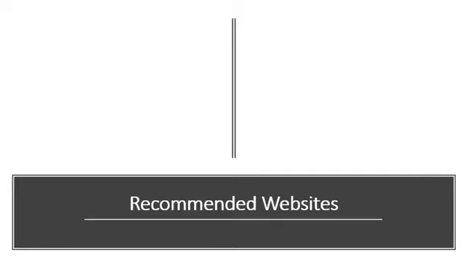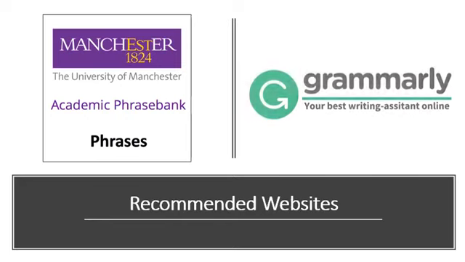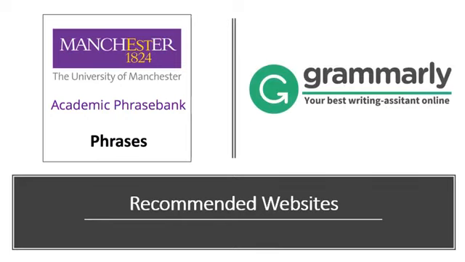That's why I highly recommend the following websites. The first one is Academic Phrase Bank. It's the website that will help you to find phrases to use in your writing. And the second one, Grammarly, your best writing assistant online, where you can correct your spelling as well as the structure of your writing.